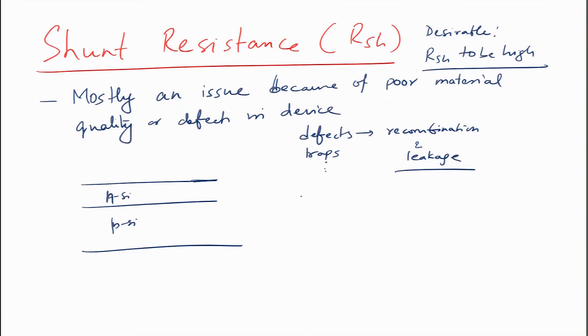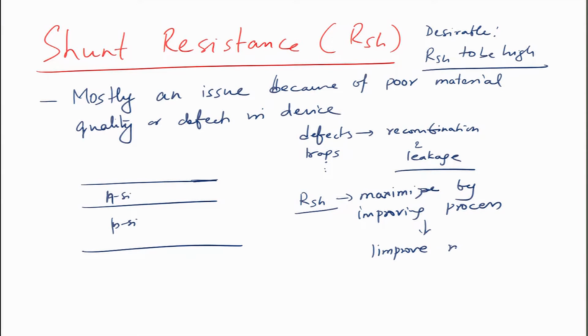So, idea is to maximize RSH by improving process quality, improving the process, which leads to improved material quality. So, basically your leakage current should be smaller, and this is mainly to do with the control of process and material quality instead of design. So, it's less of a concern from the design perspective, but it's more of a concern from the processing and material quality perspective. Okay.